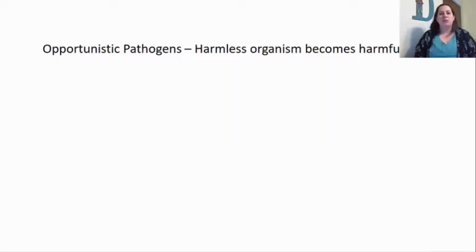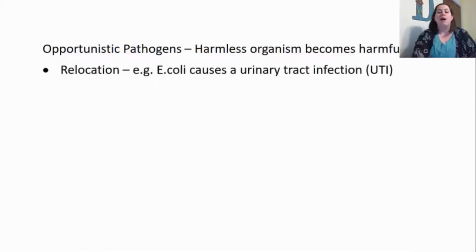This means they do become pathogenic only when a special set of circumstances does occur. So when we look at opportunistic pathogens, these are normally harmless organisms, but they can become harmful upon a number of things. The first thing is that they are relocated. They are put into a new area, which gives them different opportunities, which can potentially cause illness. One example is E. coli. E. coli is normal microbiota in your intestines. However, if it gets into the urinary system, it can cause a urinary tract infection.